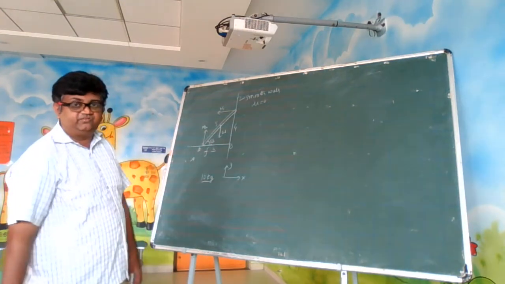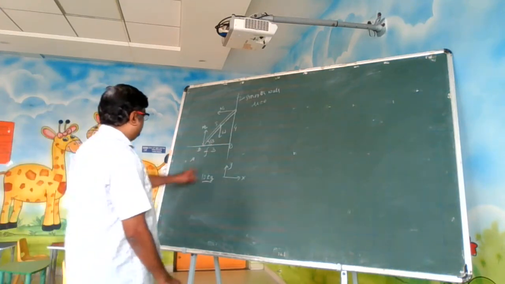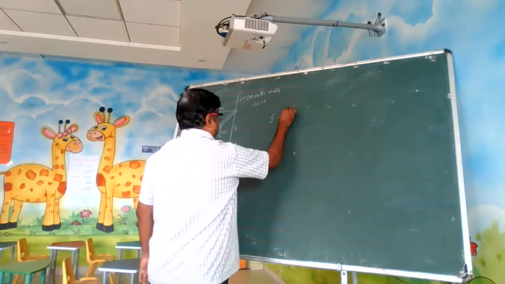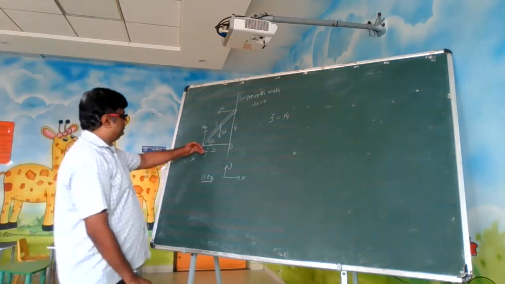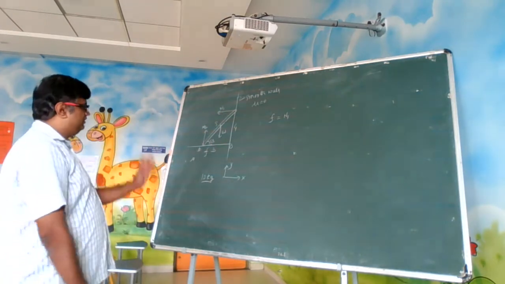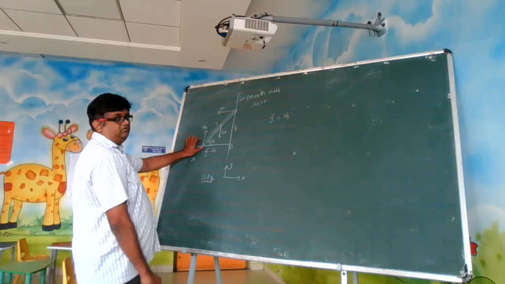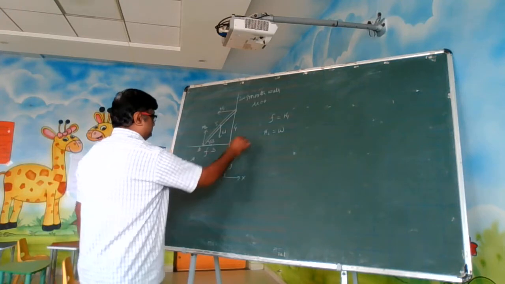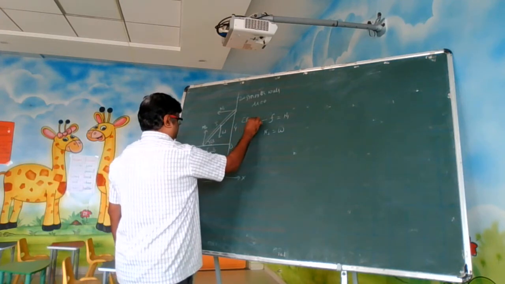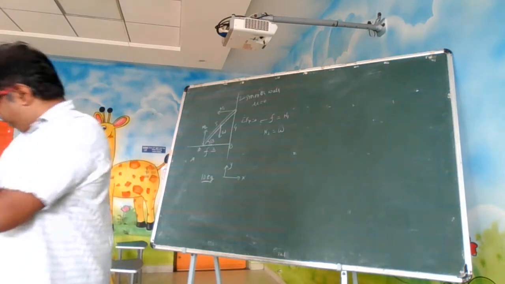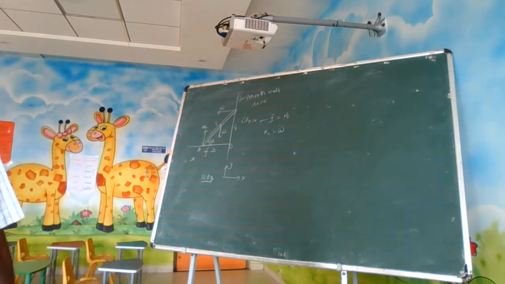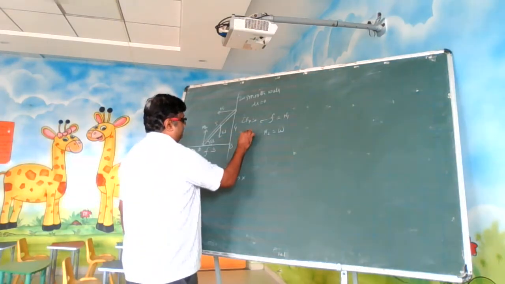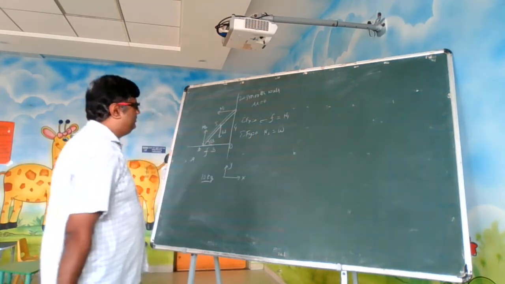If I put sigma Fx is equal to 0, what will I get? F must be equal to N1. F is positive, N1 is negative. F minus N1 is equal to 0, F is equal to N1. For the vertical case, sigma Fy is equal to 0, N2 is equal to W.